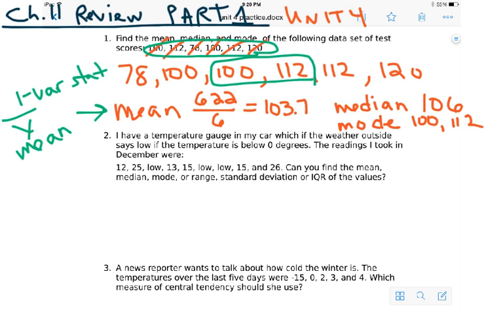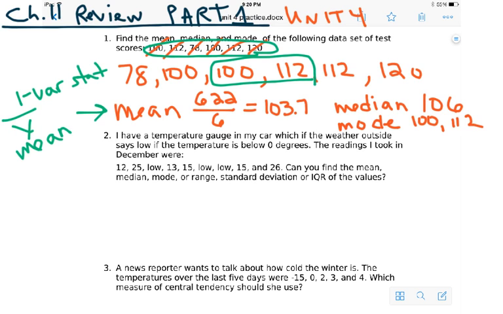103.7. In number 2, it says, I have a temperature gauge in my car, which if the weather outside says low, it's actually, I'm sorry, this is so poorly worded, it makes me want to cringe. So let me rephrase this.